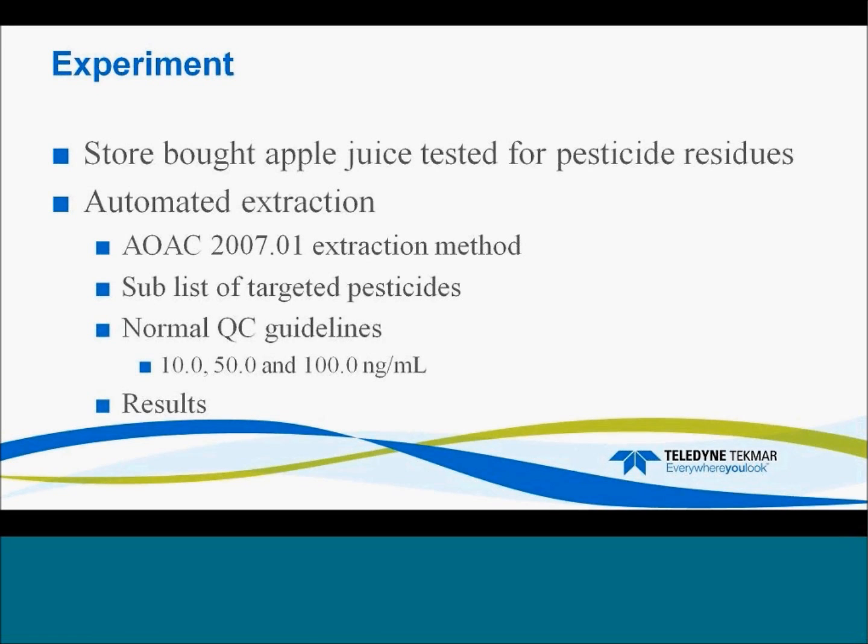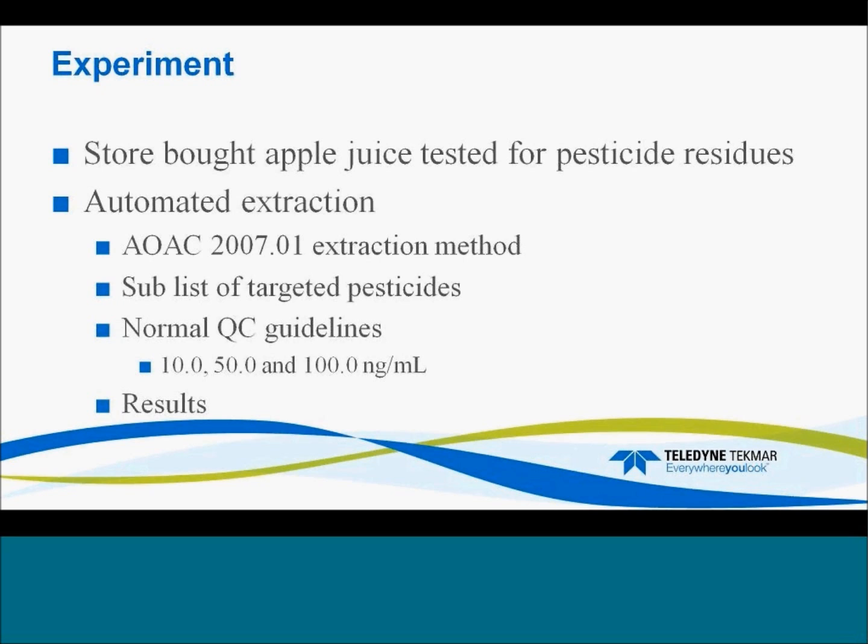So as we move through this presentation, we're going to talk about 2 types of experiments that we did. This experiment was actually presented at North American Chemical Residue last year. Basically, it was a dual lab validation. Store-bought apple juice was used and tested for pesticide residues. We used the automated extraction. We used AOAC 2007.01 as the extraction method. We had a sub-list of target pesticides. We had normal QC guidelines. We checked at 10, 50, and 100 nanograms per mL.